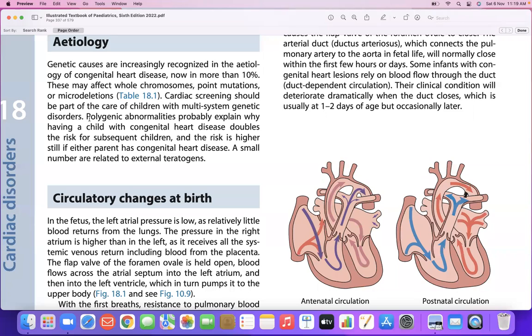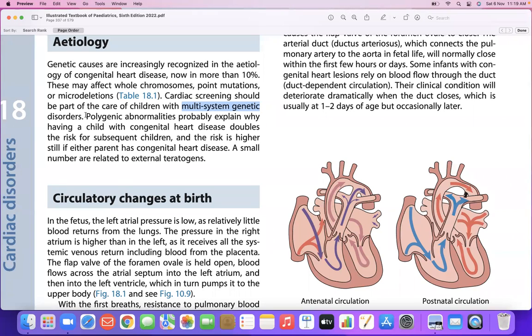Cardiac screening should be part of care of children with multisystemic genetic disorders. So anyone who has multisystemic genetic disorders, where you are seeing disorders in other systems, you will also do the cardiac screening. Polygenic abnormalities probably explain why having a child with congenital heart disease doubles the risk for subsequent children.